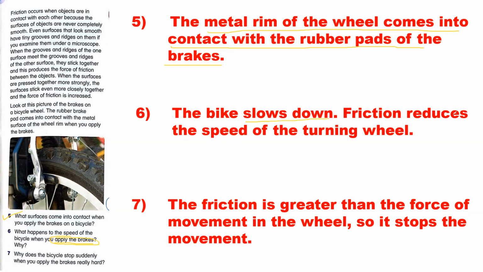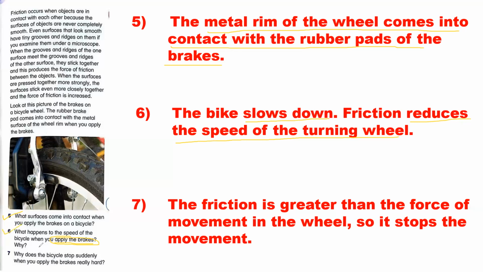Then friction reduces the speed of the turning wheel. So the bike slows down and the friction reduces the speed of the turning wheel. That's number 6. Number 6 is done.